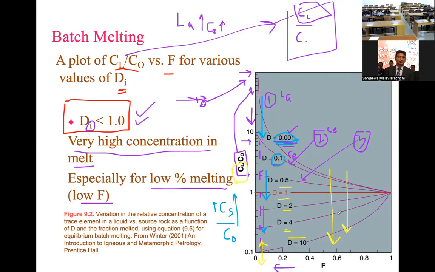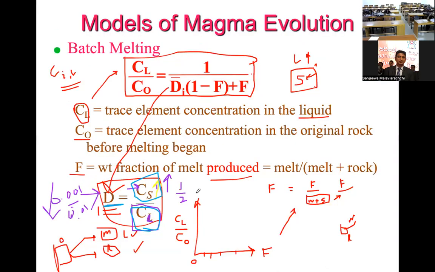Okay, so this is the simple variation, the behavior of an element with respect to different degrees of melting. So what is this red line? This red line indicates D equals 1, right? D equals 1 means it is equal, it will be there in equal amounts.